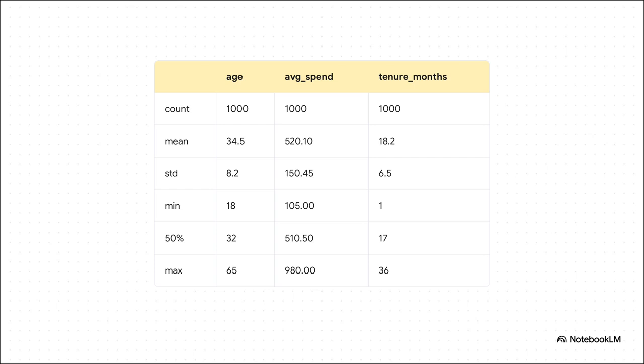Just look at this. We can immediately start asking smart questions. The average age is about 34, but look, the min and max show our customers are between 18 and 65. Okay, interesting. Now check out average spend. The average is $520 and the max is $980. Not a crazy difference, but what if that max was 50,000? That would be a huge outlier, a major symptom telling us something very strange is happening in our data that we must investigate. You see? This command doesn't just give you numbers, it tells you where to start looking for the real story.